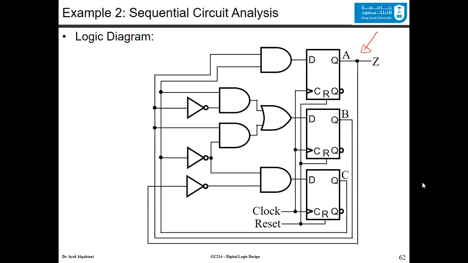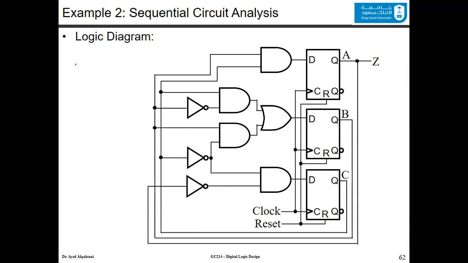And you can see that the output here, Z, is the same as A that goes from this flip-flop. So this is flip-flop A, this is flip-flop B, and flip-flop C. Also from this sequential circuit, you will try to find inputs, and there is none. There are no inputs on this sequential circuit. Now, your job is to find the other functions. So I will try to write them here, and we will check them together.